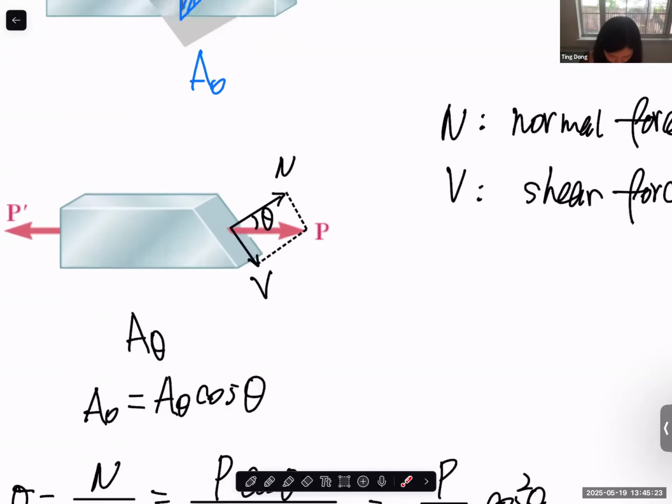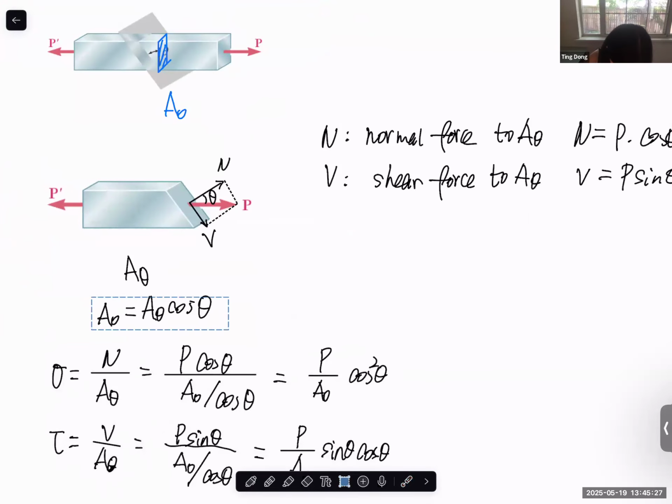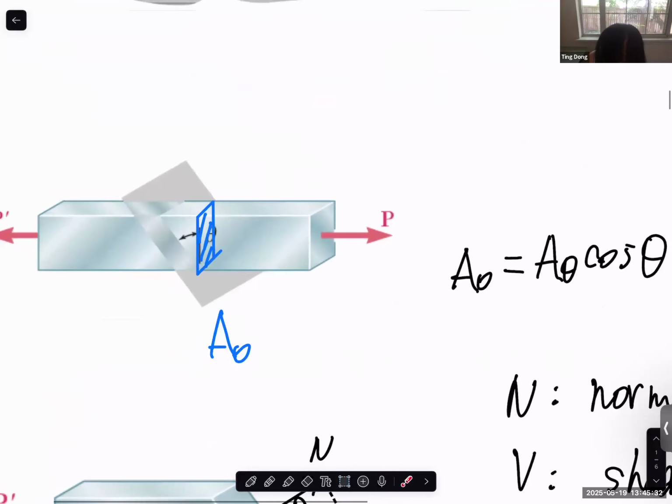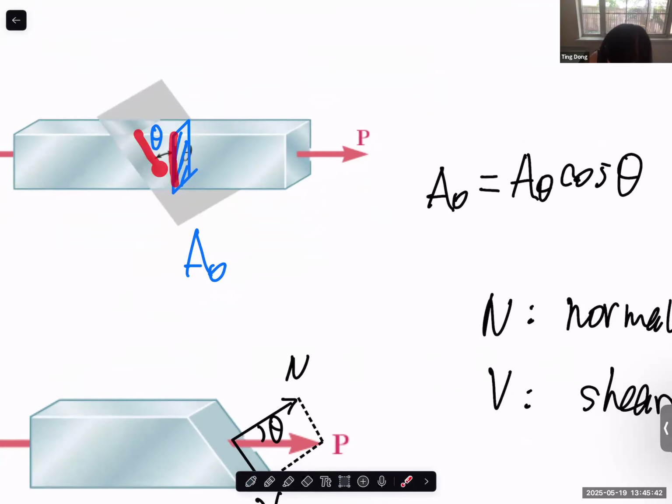So let's move this one here, and let's only focus on here. Do you agree that if this angle is equal to theta, A naught is equal to A theta times cosine theta? Right. This is clear. Did I answer your question? Okay, great. Any other question?